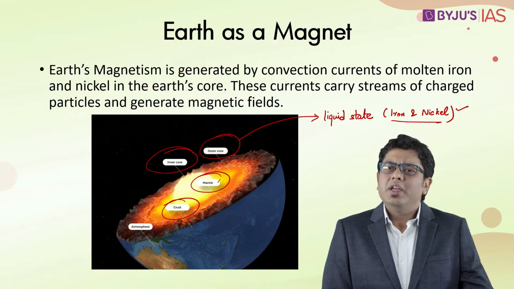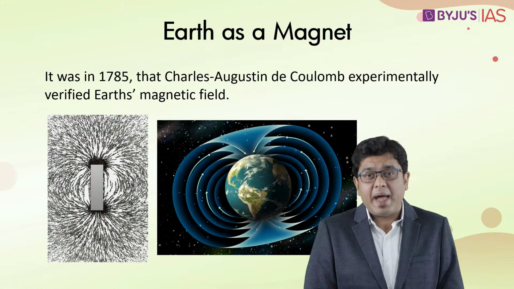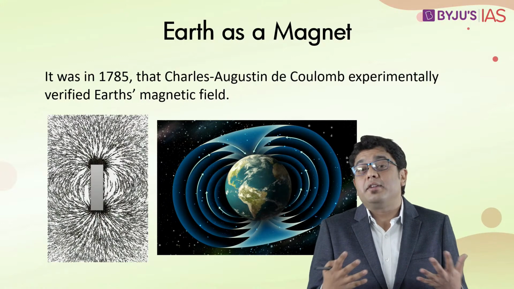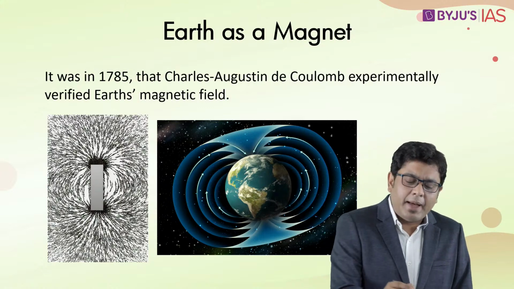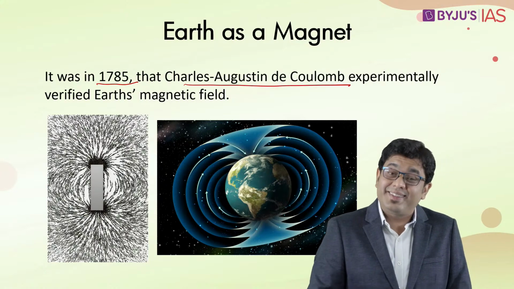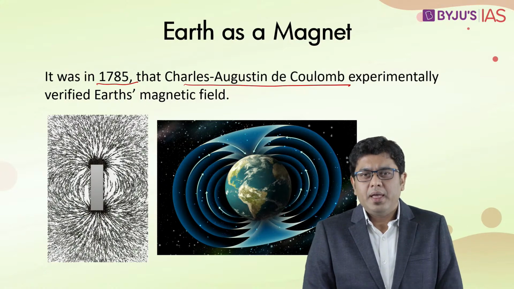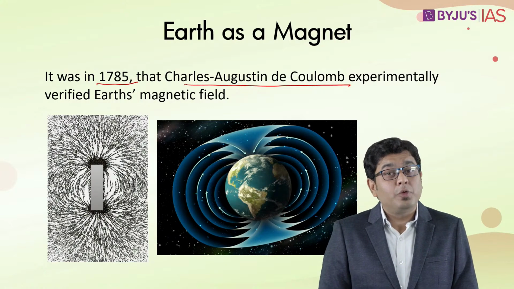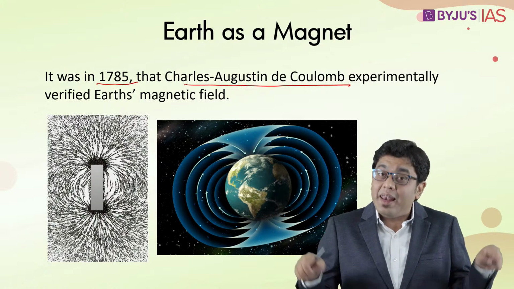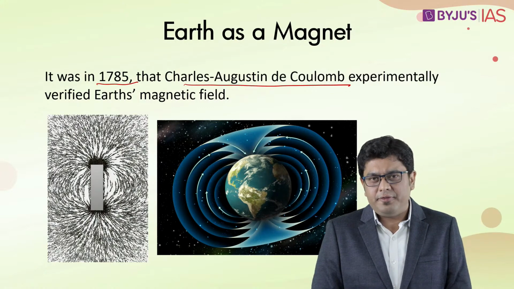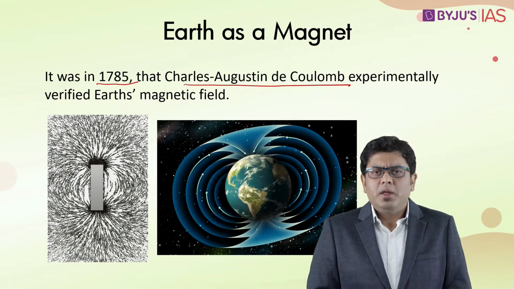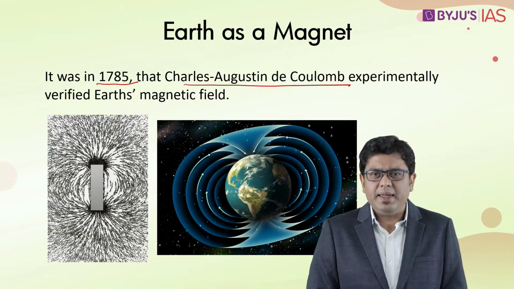So as we saw, just like in the case of a bar magnet, the Earth also exhibits its own magnetic field. This was first verified in 1785 by Coulomb, and it was at that point of time that it was understood that Earth has magnetic field lines all around itself. Now, this magnetic field helps us quite significantly.